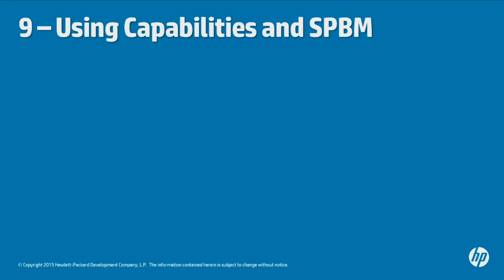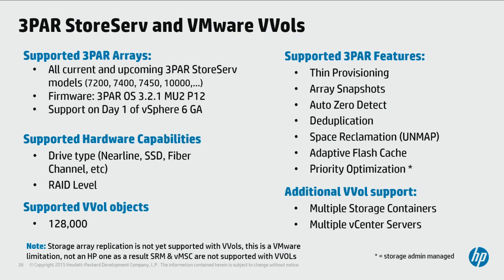So, using capabilities in the policy-based management, on our array we support VVols across all of our current shipping arrays. We had day 1 support. Our 3PAR OS 3.2.1 MU2 P12 is the one we support VVols on. What we pass over that you can use in policies is hardware information, so the drive types, things like whether it's an SSD or nearline or Fibre Channel, that you can then assign to policies specific to those characteristics, and the RAID level. So if you need a more critical VM on a higher RAID level, we pass the RAID level over so you can put it into a policy.